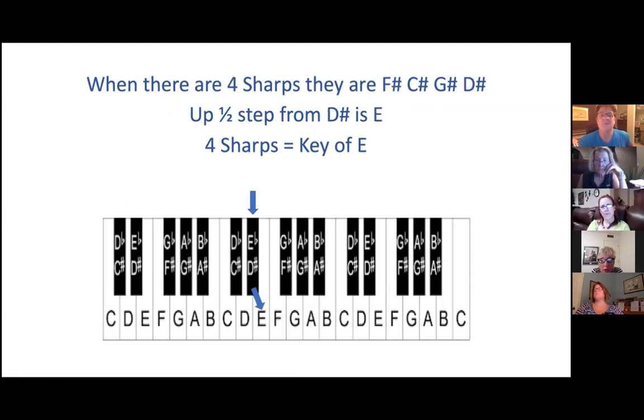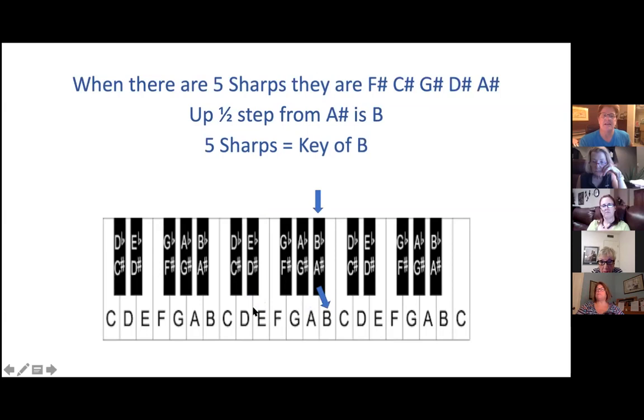Four sharps, F, C, G, D. Here's D, and here's D sharp. So D sharp is your last sharp. It is the key of E major. All right, five sharps, F, C, G, D, A. A sharp is the last one. A sharp, here it is, right? Up a half step is B.